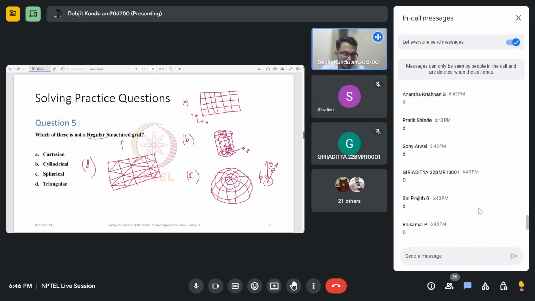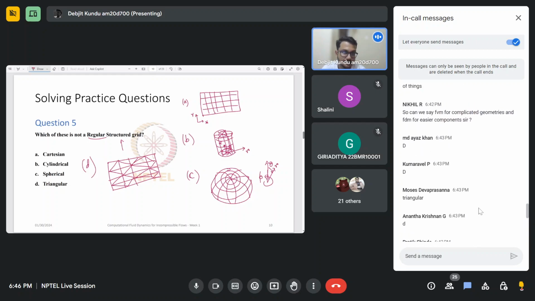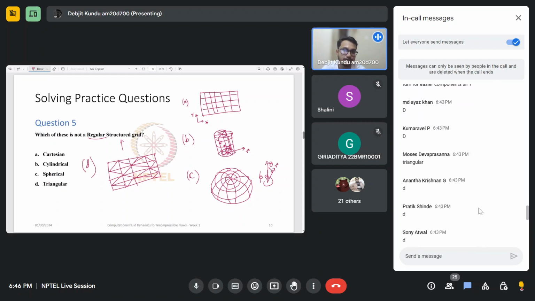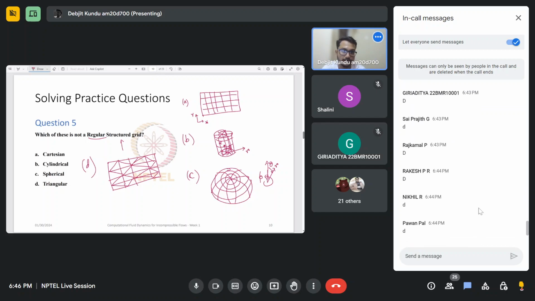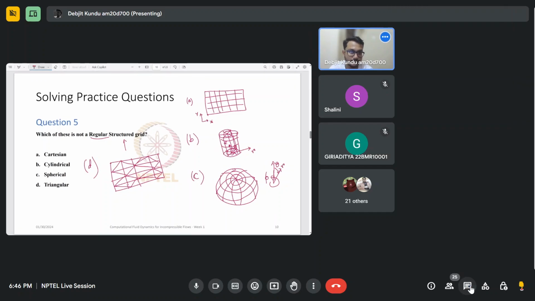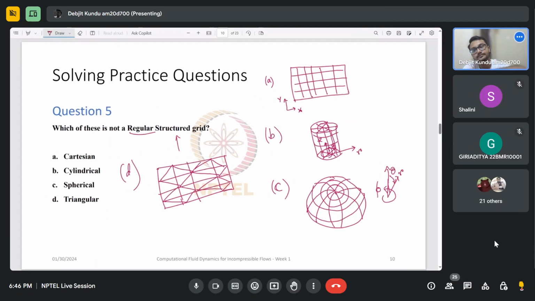We do have a lot of responses here. Let's see. 1, 2, 3, 4, 5, 6, 7, 8, 9, 10, 11, 12, 13, 14, all in favor of option D, that is triangular. Okay, good. So think about it. Try to respond. Those who have not responded yet, in a minute or so, we will have a look at the correct solution.